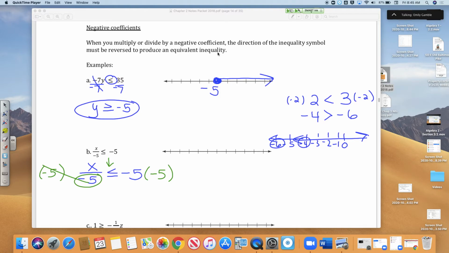When I multiply by negative 5, these cancel out. I'm left with x, and this goes from less than or equal to greater than or equal to, and negative 5 times negative 5 is a positive 25. So on my number line, I have 25 here, closed circle. Anything that's greater than or equal to it would be anything to the right of it.